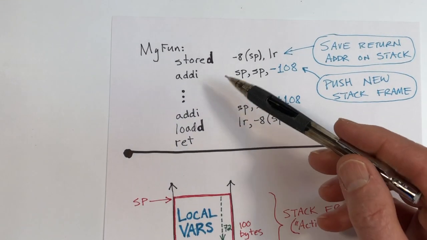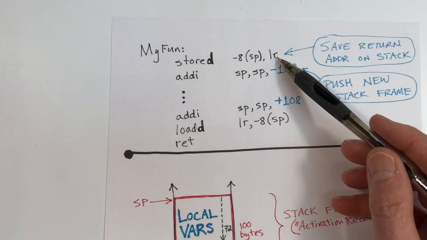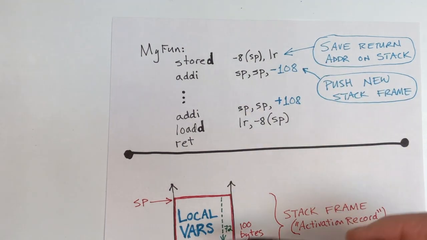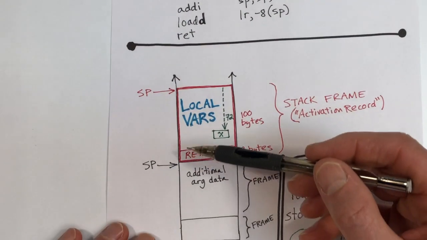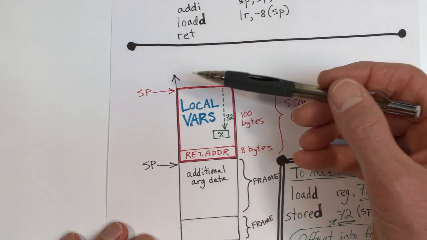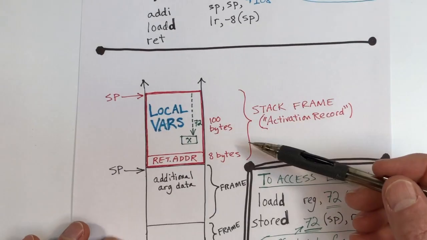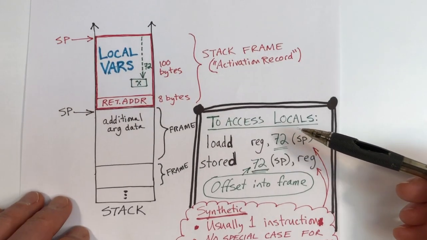So going back to this code, we see what happens is we're storing the link register, that is the return address, before we decrement the stack. So it's -8, that's right here. And then we decrement 108 bytes. And from then on, we can use offsets to access the local variables.